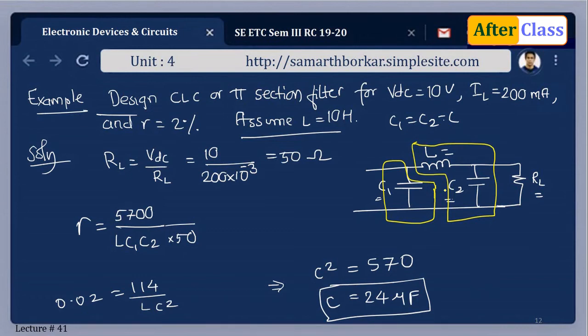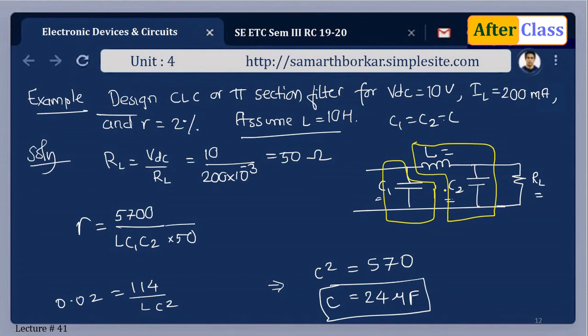Now this pi section filter can reduce the ripple to a large extent, and it also provides higher DC output voltage. But the biggest issue with this kind of circuit, particularly with pi filter, is that its regulation is very poor. So I hope you have understood the theoretical background for the LC filter and a CLC filter.